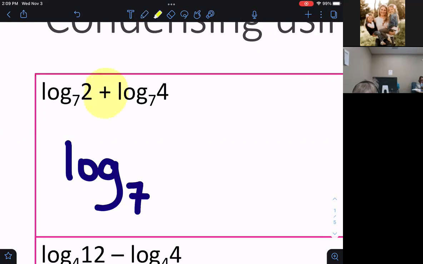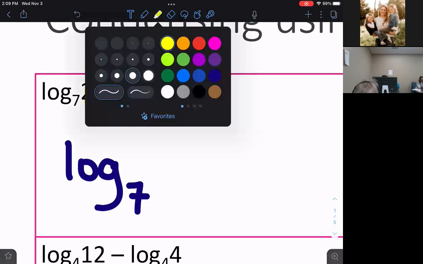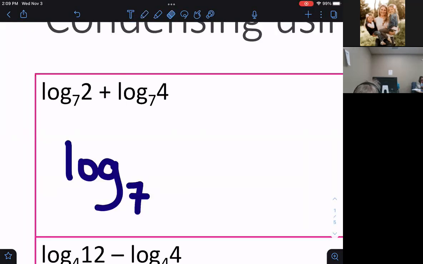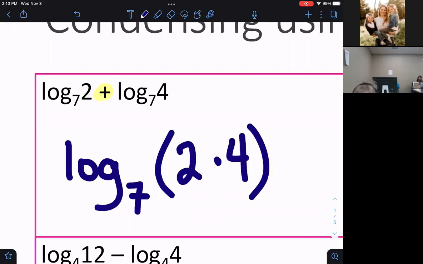And then I need to look at the symbol right here in the middle to determine what operation I need to use for the 4 and the 2. Since that operation is addition, addition leads me to the product property. So I'm going to take 2 times 4. And for these properties, for some reason, Ivy Tech doesn't care if you multiply them together to get 8. They will accept answers of 4 times 2 right there. So that would be your final answer when you condense those two logarithms into one.